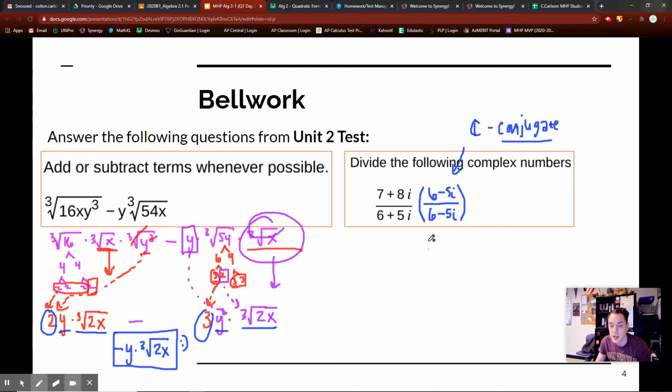Very interesting. Okay, so now when I multiply all this, we're going to FOIL it out. And so 7 times 6 is 42. 7 times negative 5i is a negative 35i. So 42 minus 35i, imaginary numbers. The inside terms, that's going to be plus 48i. And then right here, that's going to be negative 40i squared, because i times i is i squared. 8 times negative 5 is negative 40.